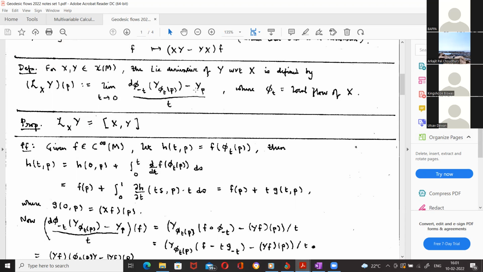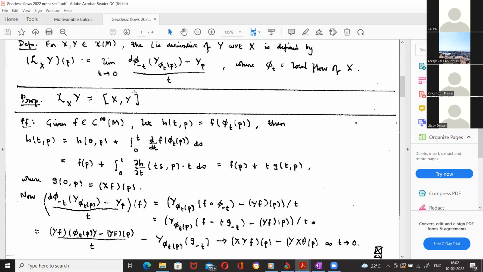Okay, so the question is, does this limit exist? What we're going to prove, and we might not finish, so we'll join again and I'll finish the proof, is that this L_X Y limit exists and it equals nothing but the bracket of X and Y. The bracket was defined purely algebraically. This Lie derivative gives a geometric interpretation of the bracket.